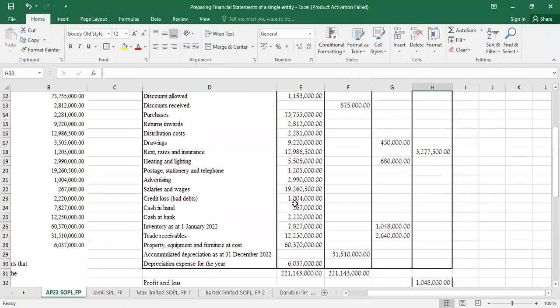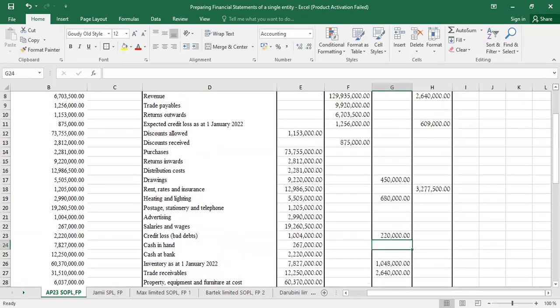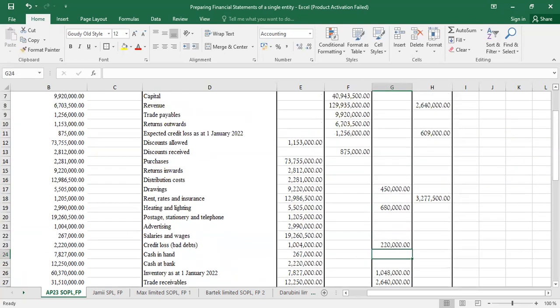Here is our credit loss. So we'll debit it because it's an expense, isn't it? Credit loss is like bad debt, isn't it? 2,2,0, 1, 2, 3. After we have debited our credit loss account, we need to credit our allowance for doubtful debt or expected credit loss.